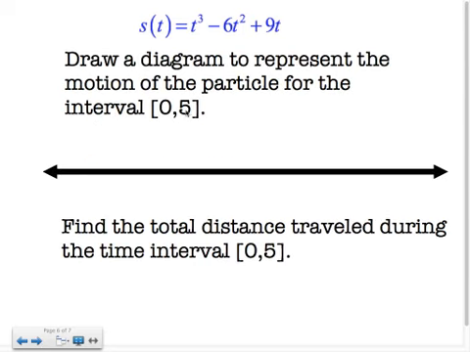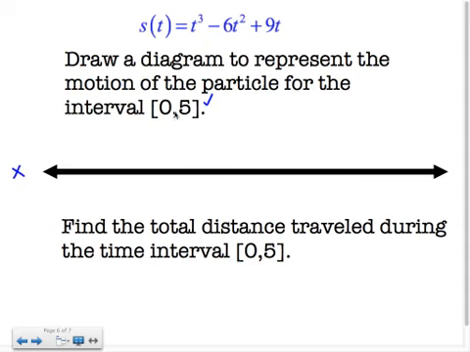Okay, draw a diagram to represent the motion of the particle for the interval 0 to 5. So here's your restricted domain. We are definitely starting at time 0. And the number line now represents the x value where the particle is. This is not the t-axis, so we have to be careful what we're doing here. This is where the particle is. t will be an invisible parameter that we can talk about.